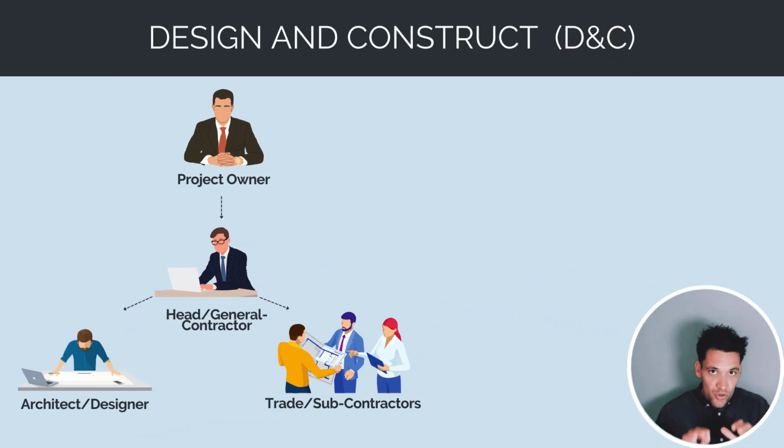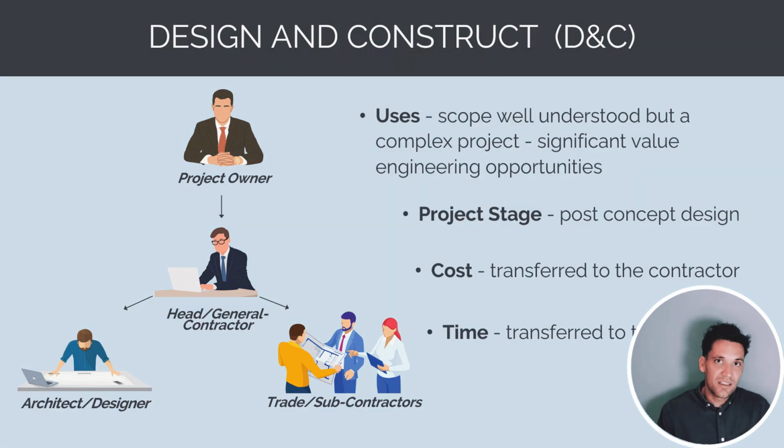A design and construct model is similar to construct only, but the contractor or the general contractor is completing the detailed design. So the owner will complete the concept design and feasibility, decide what they want, take the drawings to an initial 15% or 30% design. Then they'll engage a contractor to do the detailed design and construction. This is done when the scope is well understood, but you need the expertise of the contractor to complete the detailed design, and there's opportunities for the contractor to value engineer. The project is awarded post-concept or 15% design. The cost risk is transferred to the contractor as well as the time risk.